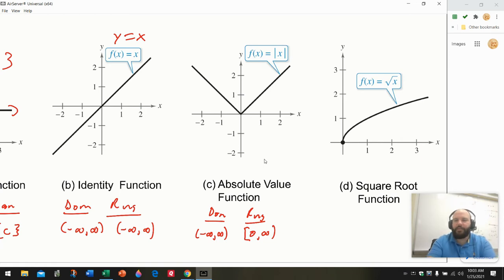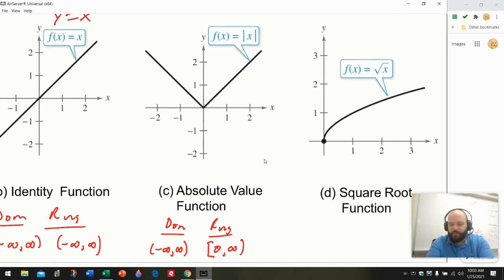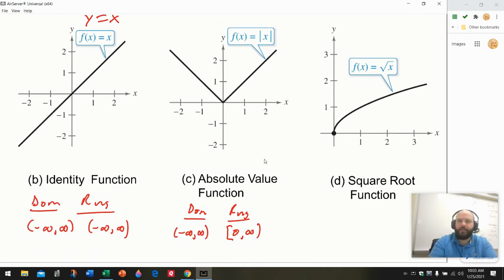Now, the last one in this first group of 4 is called the square root function, for obvious reasons. The function itself square roots the numbers that you put in. So it's kind of similar to the last one in that you only get numbers that are positive or 0 that come out. This one has a restriction similar to that, but it's actually on the domain instead of the range. Actually, it is on the domain and the range.